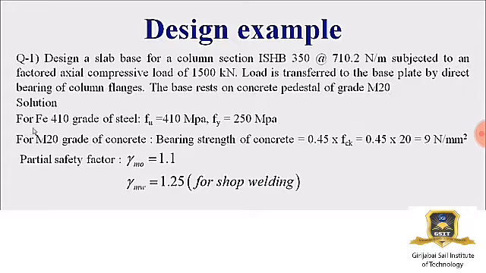And the solution is, first of all, we'll assume grade of steel Fe410, and for Fe410, Fu, the ultimate capacity of the steel, is equal to 410 megapascals. Yield strength is 250 megapascal, and for M20 grade concrete, bearing strength of concrete as per code is equal to 0.45 fck, which is equal to 9 Newton per mm square. As per IS 800 2007, partial safety factor is 1.1, and for weld it is 1.25 for shop welding.